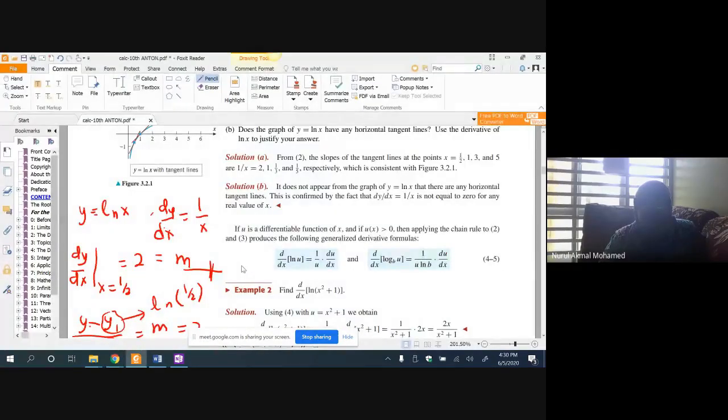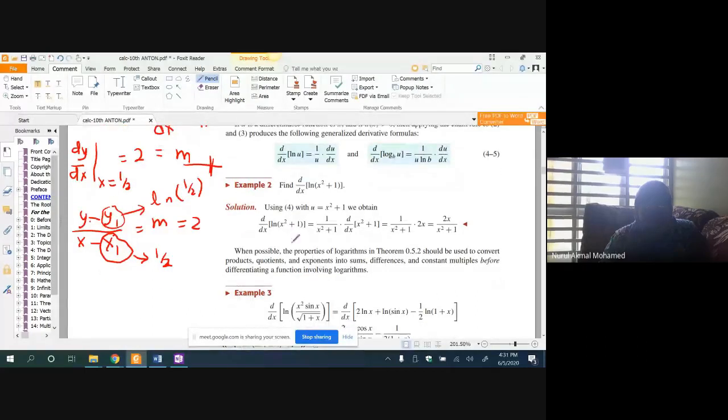Okay, let's continue with example 2. Example 2, find d/dx of ln(x squared plus 1). Any idea on how to solve this function? Any rules that you want to suggest? Chain rule. Okay, it's correct. So it means that you have to represent u as x squared plus 1 and then apply the chain rule.